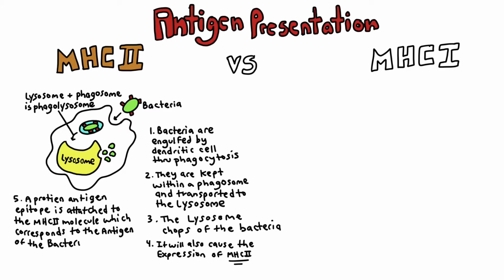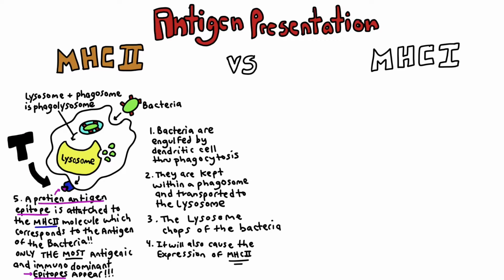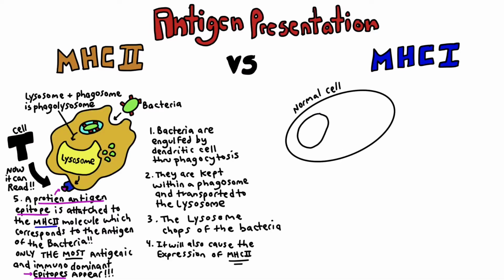Once at the membrane of the cell, that epitope can then signal for a T cell. It's important to note as well that this expression of MHC2 and these epitopes are only going to be the most antigenic and most immunodominant epitopes that are going to appear.